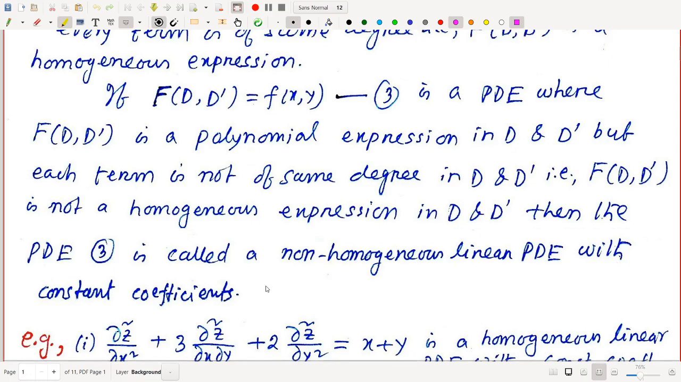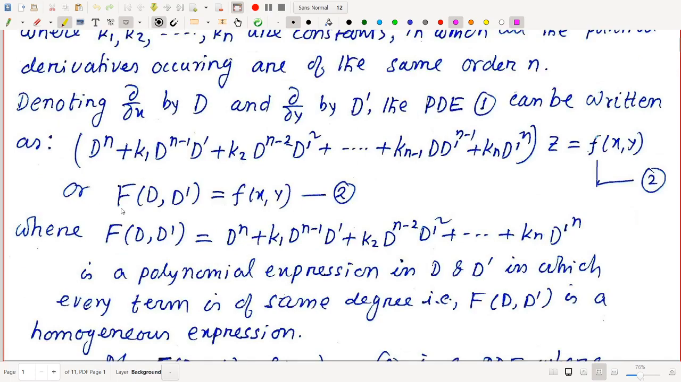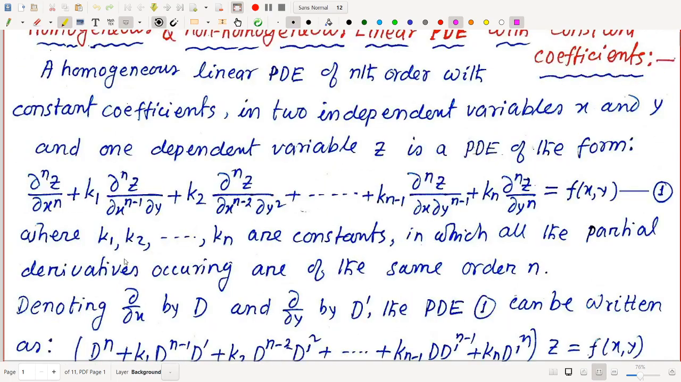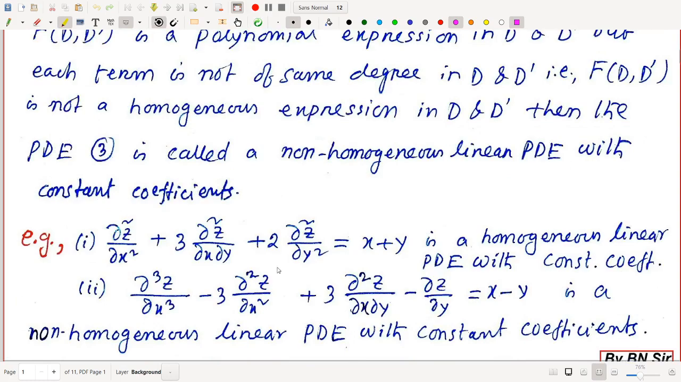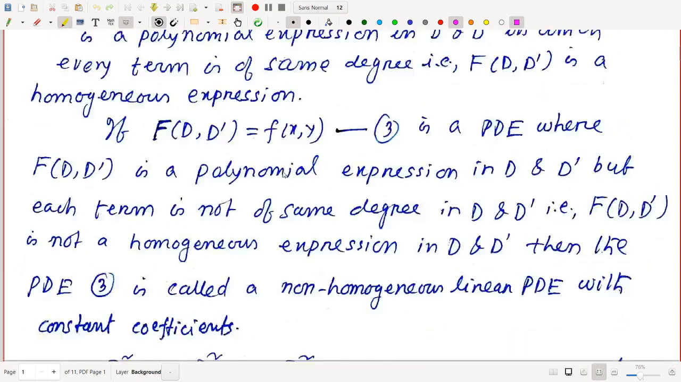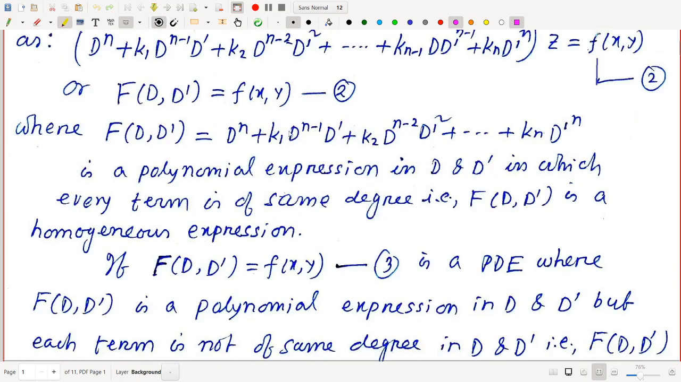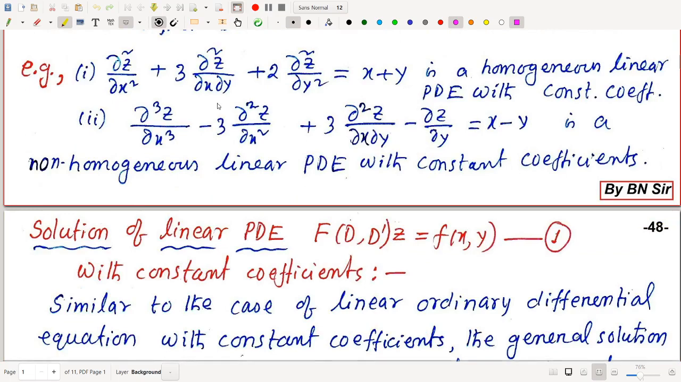constant coefficients. For homogeneous, the order of derivative in every term is the same, here it is n, and for non-homogeneous it may be different, that is if we use this notation, then the degree of every term is n here, and for non-homogeneous this F of D, D' is not like that. In different terms there may be different degrees. Okay, an example will clarify it.